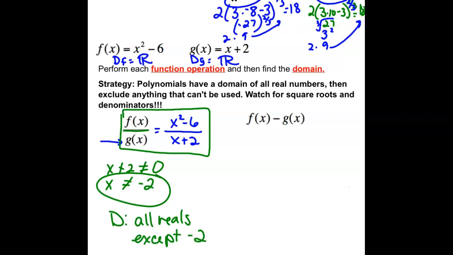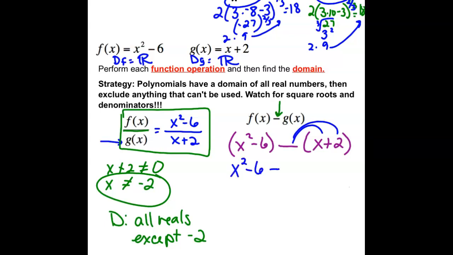For the next one, they're just asking me to do a subtraction of the two functions. We do have to be a little careful here because we're taking function f, x squared minus 6, and we're subtracting function g, x plus 2. And we have to remember then to distribute that negative to that whole g of x function. So we have x squared minus 6 minus an x minus a 2.